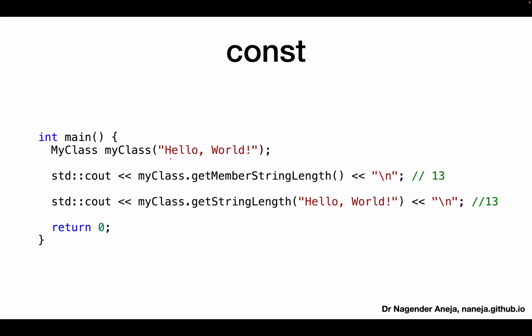Right, and now if we pass hello world, we are going to get 13, and if we call get string length on this one, then also we're going to get 13. Member length is also 13, and the string length is also 13 from both the functions.